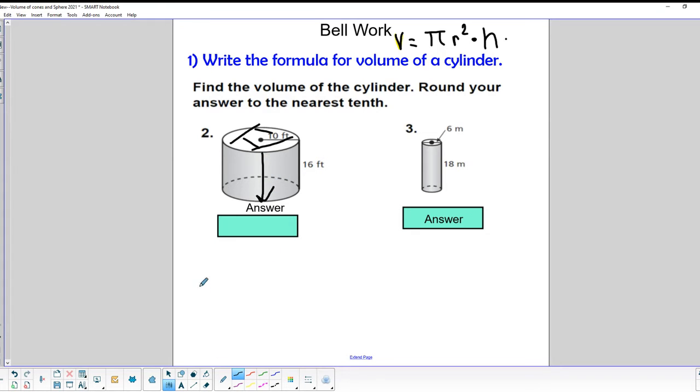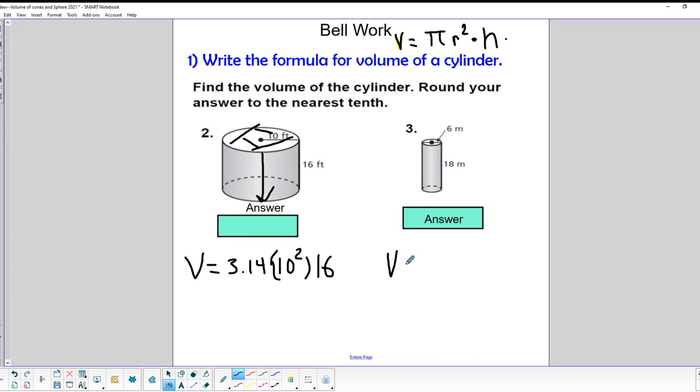So on our first one, we're going to have volume equals 3.14, so pi, times the radius squared. So 10 squared, put a little parenthesis on there to keep that separated, and times that by 16. So while we're doing that, let's go ahead and do the other one. Let's get the other one set up.